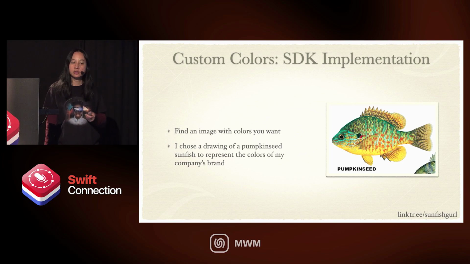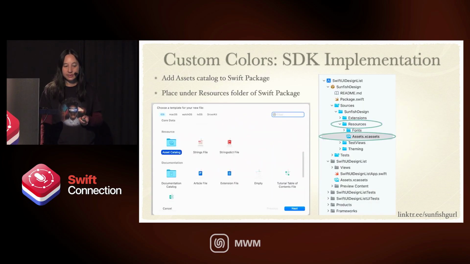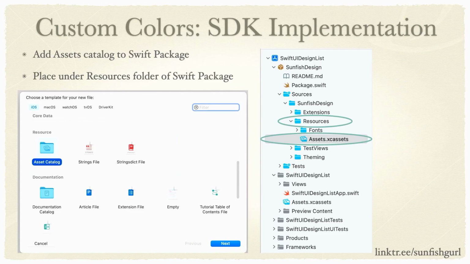So first, you want to start by finding an image with the colors that you want. And I chose a drawing of a pumpkin seed sunfish to represent the colors of my company's brand. And pumpkin seed is a type of sunfish. And we want to add our assets catalog to our Swift package and place it under the resources folder of the Swift package. Again, this is important since we made resources a directory in the Swift package earlier for the Swift package to be able to find our assets.